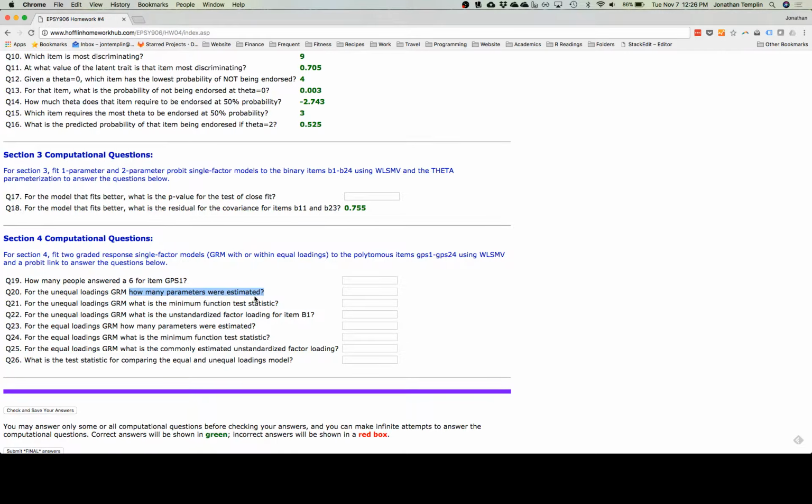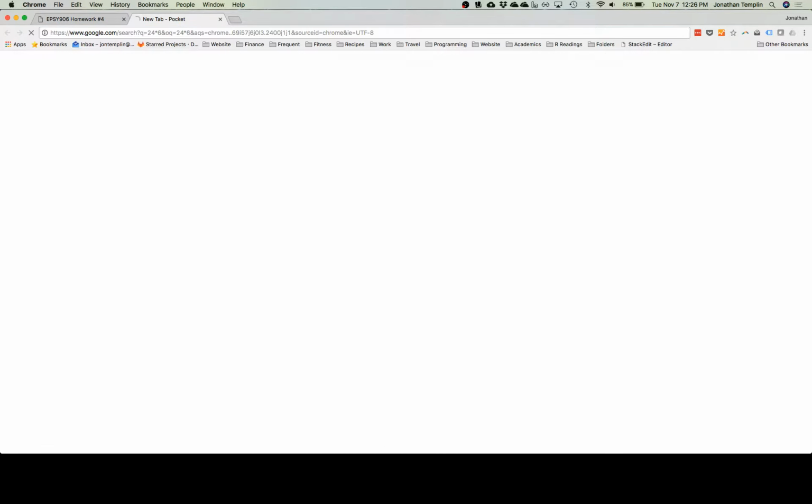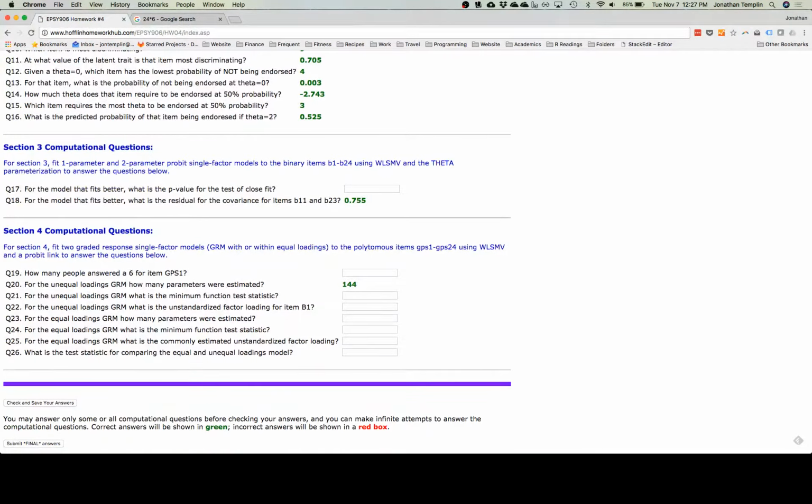And for the thresholds, you need to figure out how many thresholds per item. All the items are on the same 6-point Likert scale. With a 6-point Likert scale, how many thresholds are there? 5. And since they're all on that same scale, there'll be 24 times 5 thresholds. So the answer would be 24 times 5 plus 24, or 24 times 6. So yes, I can actually talk about that one. The only reason I was going to say I couldn't is I didn't have the syntax ready, which should be 144.